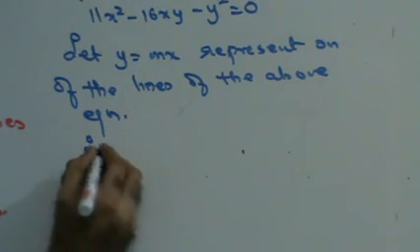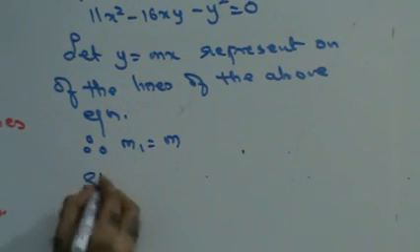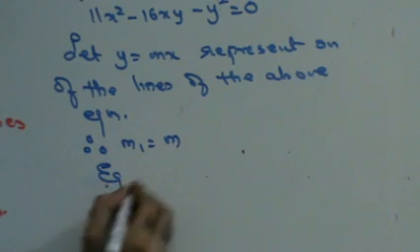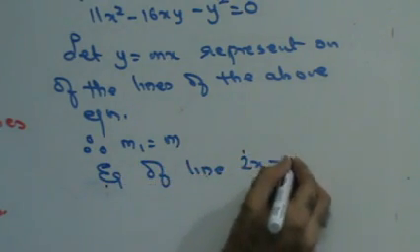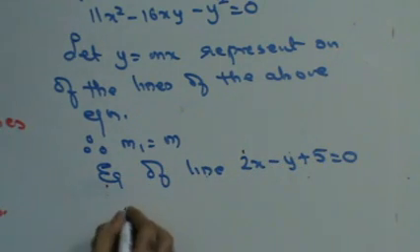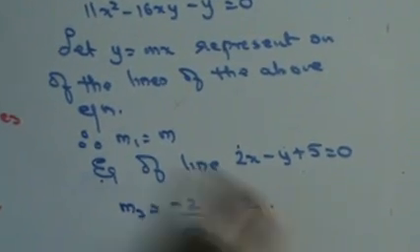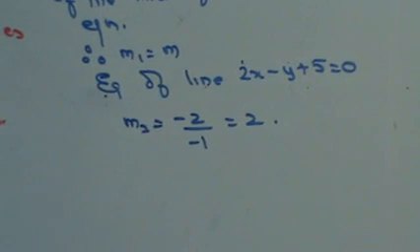Therefore I could say that slope m1 is m. Now, the equation of the line is given to you as 2x minus y plus 5 is 0. Slope of this line is minus a upon b, so that is going to be 2. Now, I need to find out the angle between these two lines.